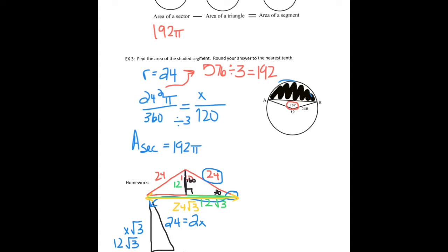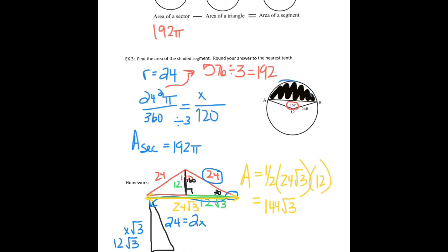And I'm finding the area of a triangle. Area equals 1/2 times the base, 24 root 3, times the height. All right, well, half of 24 is 12. 12 times 12 is 144. So the area of the triangle is 144 root 3.